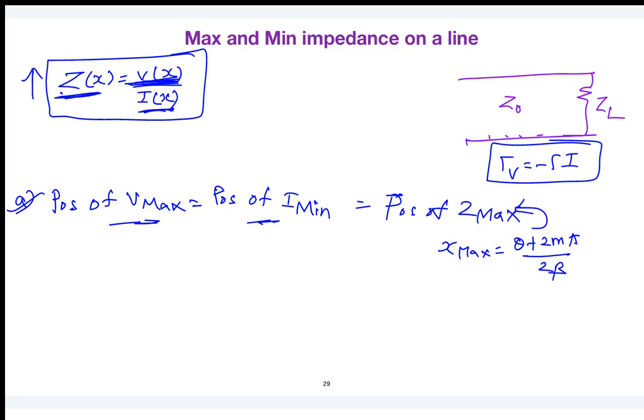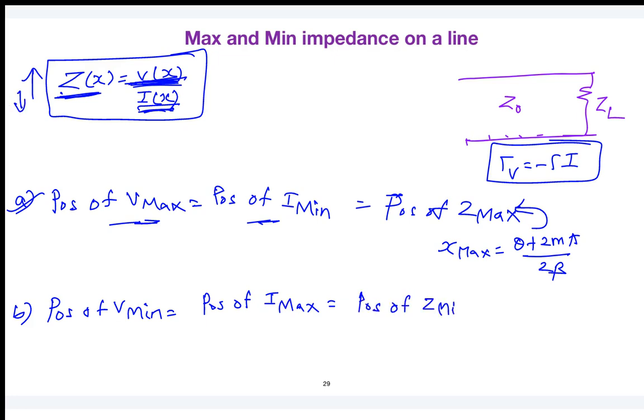Similarly for the minimum also. The position of the minimum voltage is the same as the position of the current maxima. So voltage is minimum, current is maximum, so your impedance is going to become minimum. And you can use the same formula. What I told for x minimum: theta plus odd multiples of pi divided by 2 beta.